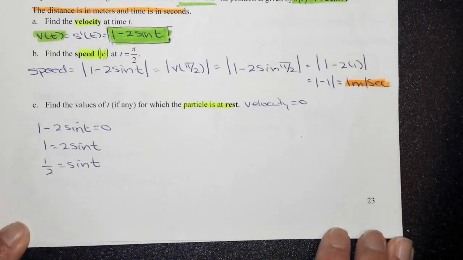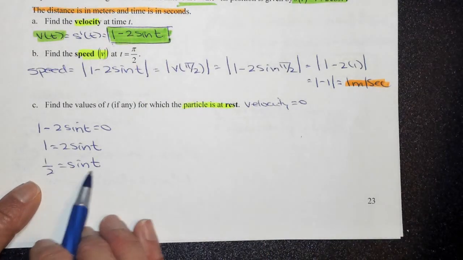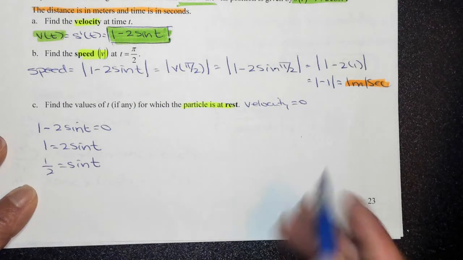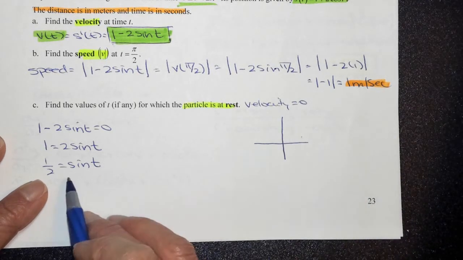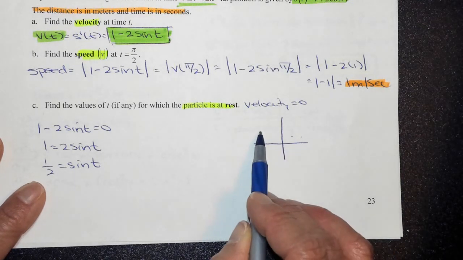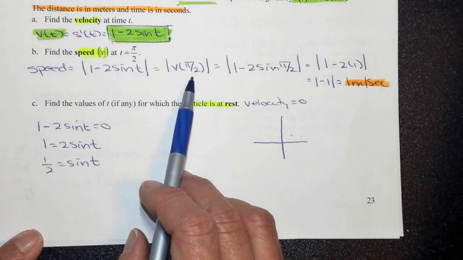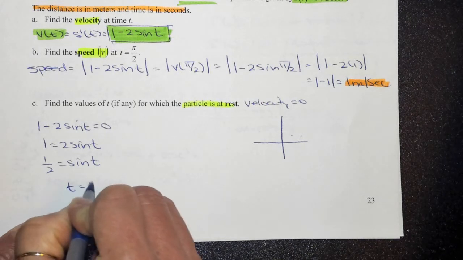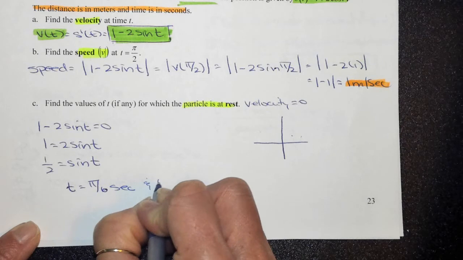And now you need to ask yourself, on the unit circle, between 0 and 2 pi, what angle or angles do I take the sine of to get 1/2? So you got to think. Here are my 4 quadrants. Sine is positive here and here. So you need to think what those angles are. And more specifically, you need to think in terms of radians, because that's how it's given. So your time frame is pi over 6 and 5 pi over 6.